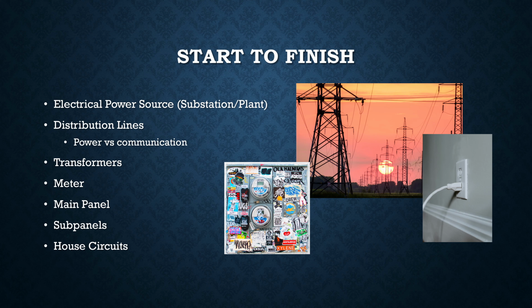Now, to understand the electrical system in your house, it's best to know generally where this stuff is coming from and where it is going. Electricity is generated in many different ways, but the basic premise is our houses here in America run on 120 volt AC power.